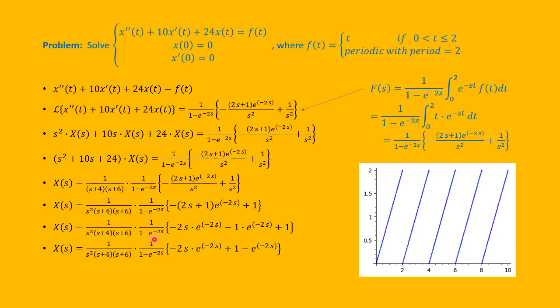This part here is unchanged, and so if we look at this part and use the distributive property, we can write minus 2s times this exponential as minus 2s times that exponential, minus 1 times that exponential gives us this term, minus 1 times that exponential plus 1. Okay, and then at the next stage, all we did was rearrange the terms a little bit.